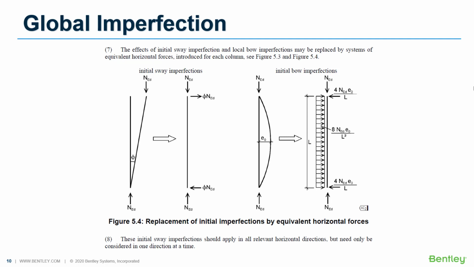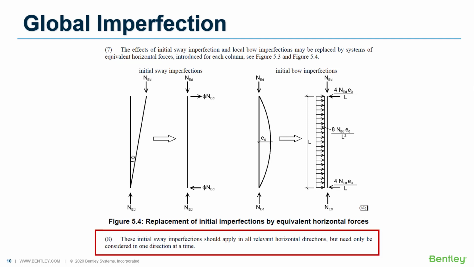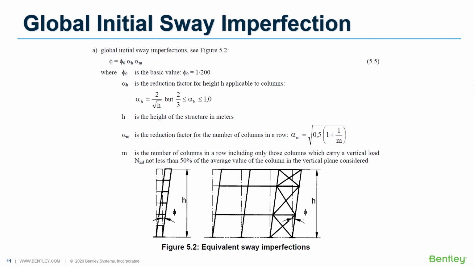Note that this sway imperfection needs to be applied in all horizontal directions but one at a time. So we cannot apply the equivalent load under a single load case for all the directions. Two separate load cases are required where each load case will represent a particular direction of imperfection. To consider and apply the global imperfection in the model, we have to calculate the initial sway imperfection value. This phi value needs to be calculated using equation 5.5 mentioned in the code, and the calculated factor should be specified as notional load factor.